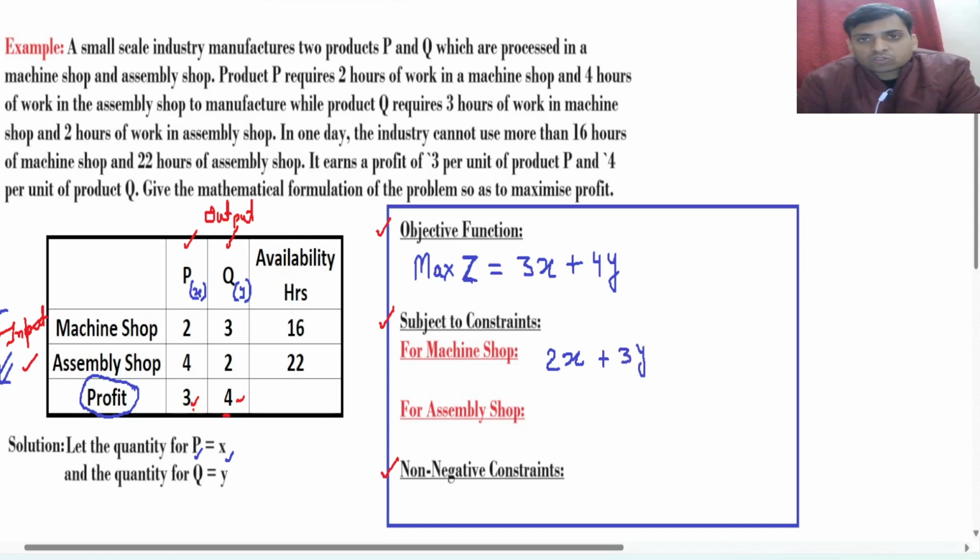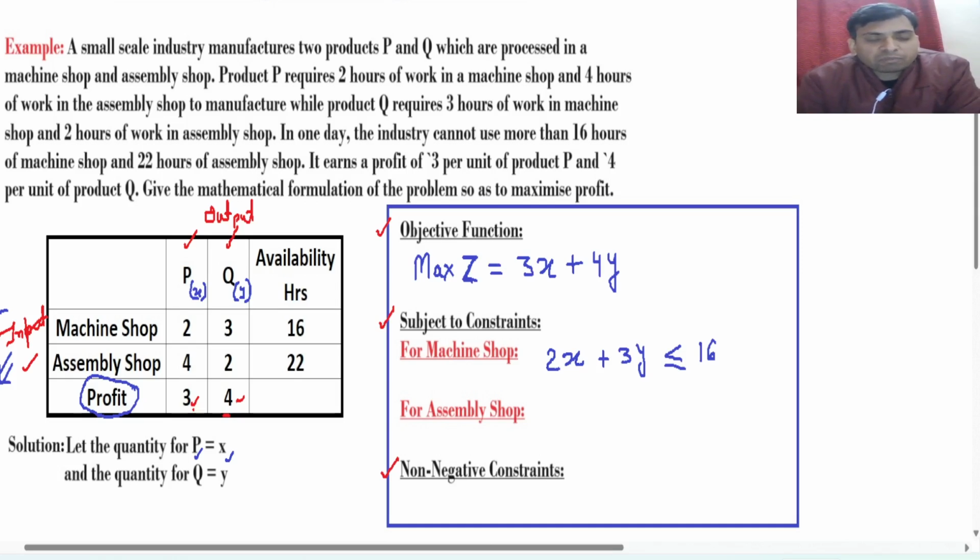So for product P and Q, total machine hours required is 2x plus 3y, and maximum availability of machine shop hours is 16. And this is maximum availability 16. This means you can utilize exactly 16 or less than 16, but not more than 16. So we will write this as less than or equal to 16. If availability of time is 16 hours, then you can utilize maximum 16 hours or less than 16. So this is the first constraint for machine shop.